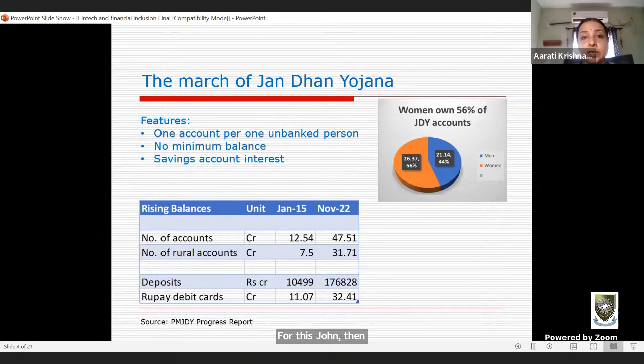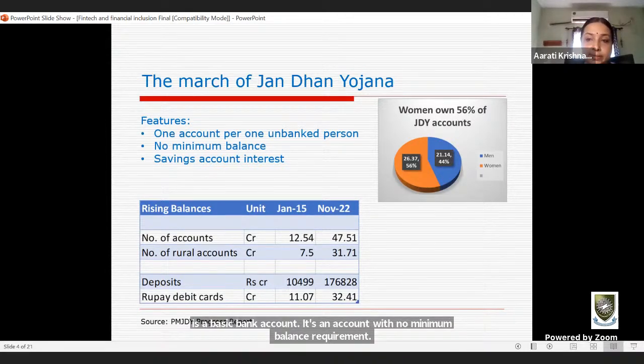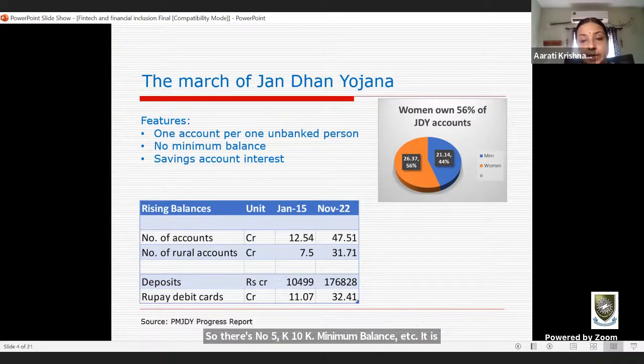So what does a Jan Dhan Yojana account do actually? It makes sure that every unbanked Indian has at least a basic bank account. What is a basic bank account? It's an account with no minimum balance requirement. So there's no 5K, 10K minimum balance, etc. It is merely a savings account, and you can put your savings in it and earn savings account interest.